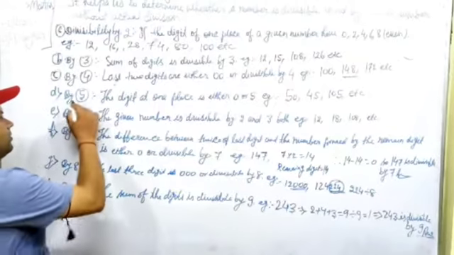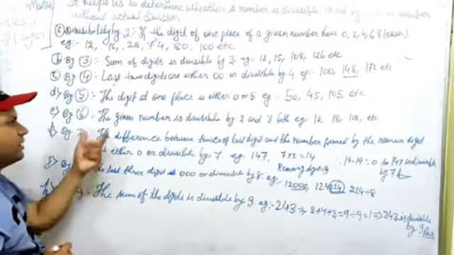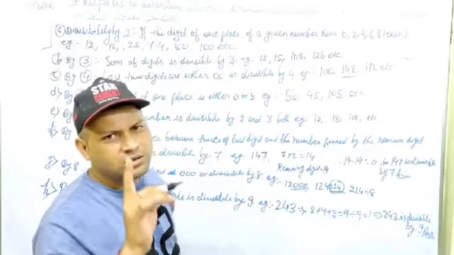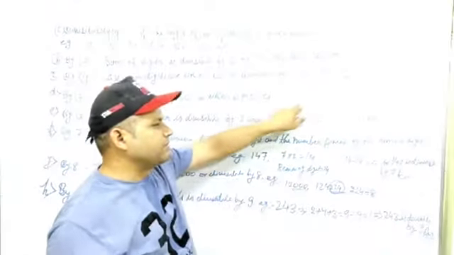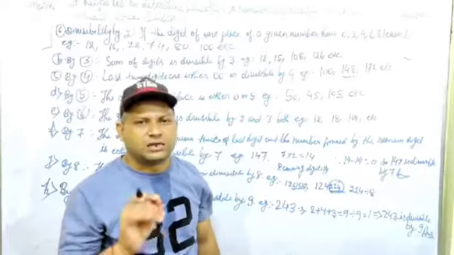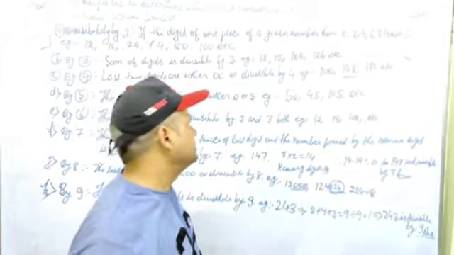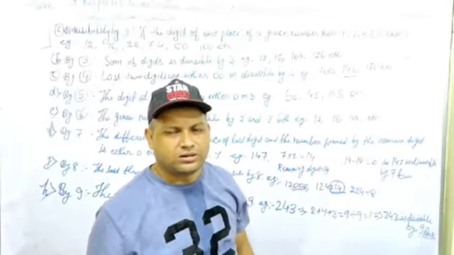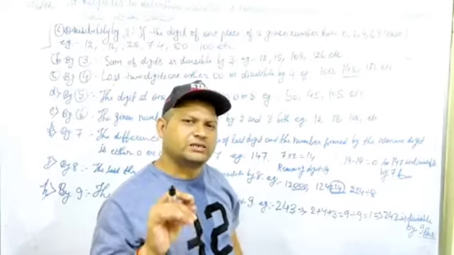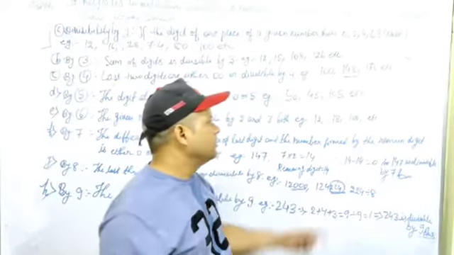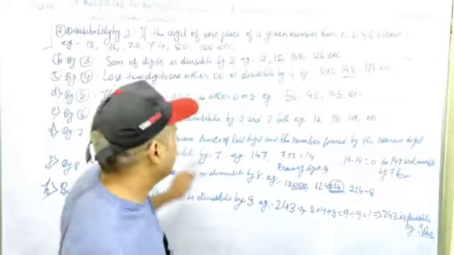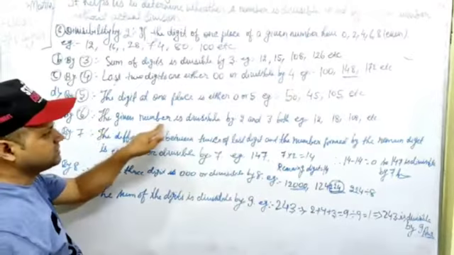Now the divisibility rule of 5. The last one's place digit is either 0 or 5. In any number, if you look, the last one's place digit is either 0 or 5, then we can say that the number is divisible by 5.